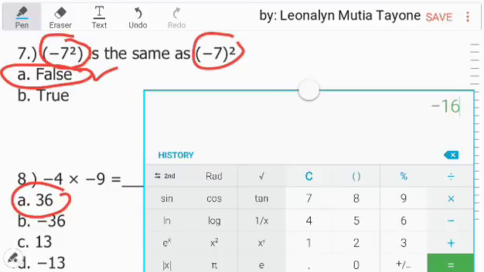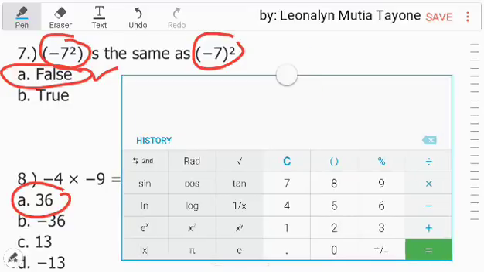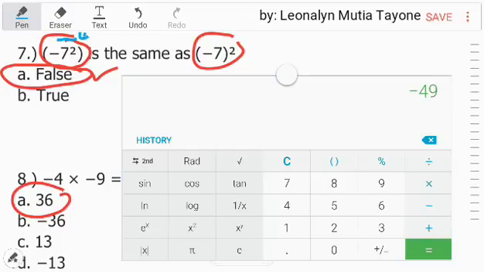Now, number 7. Negative 7 raised to 2, all inside the parenthesis, is the same as negative 7. That is what is inside the parenthesis, and then it is raised to 2. Is it false or true? Now, let us check. Negative 7 raised to 2. The answer here is, let us erase the other one first, negative 49. So, this one is negative 49.